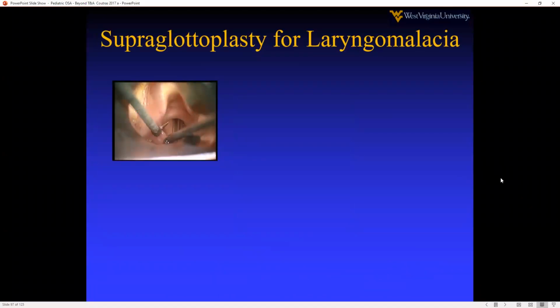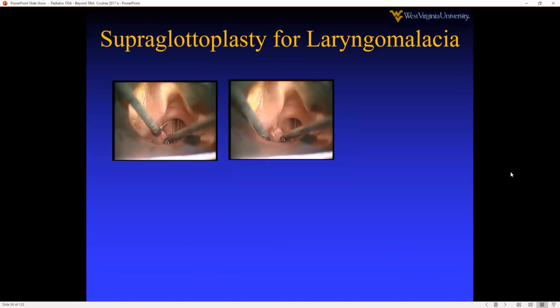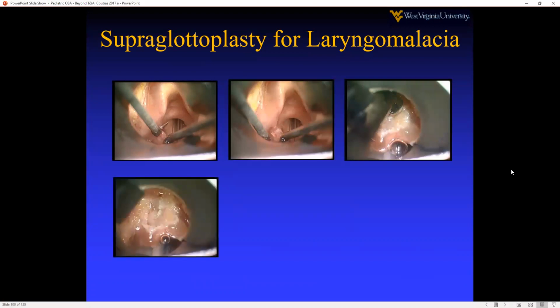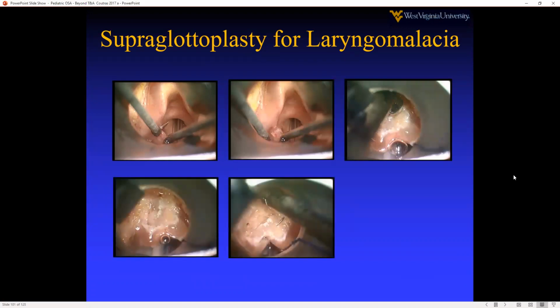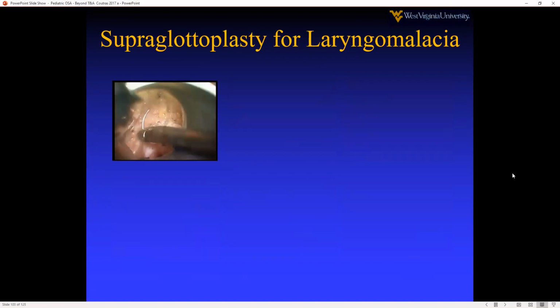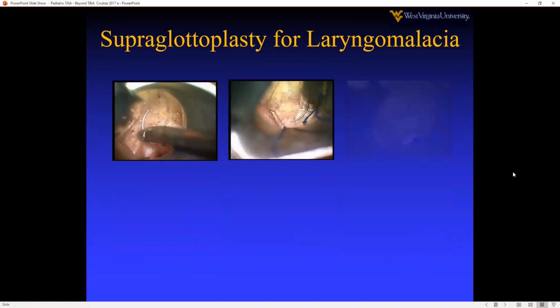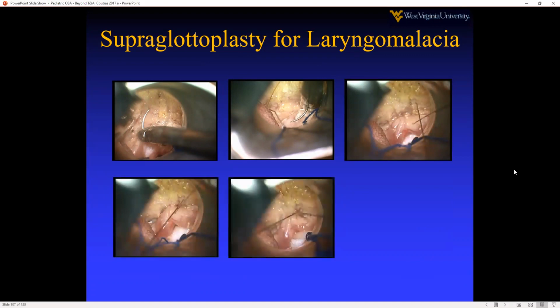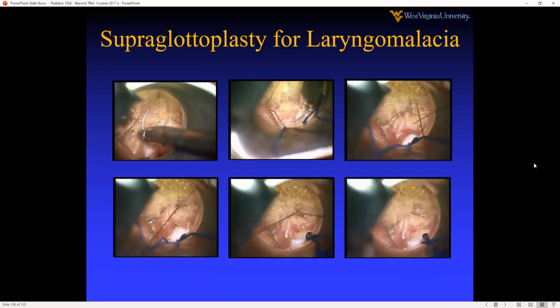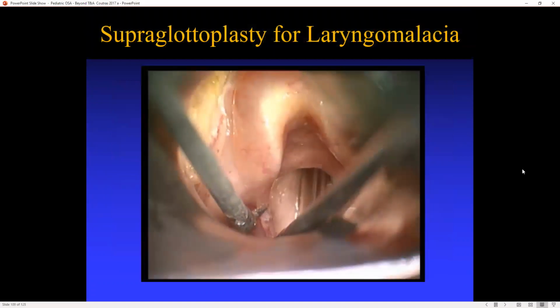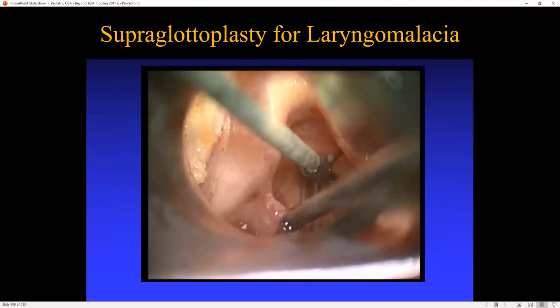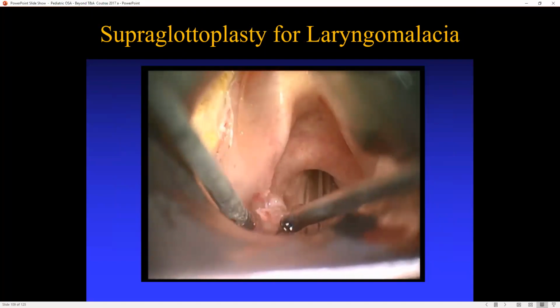Now, supraglottoplasty, this is incising the AE folds, and then taking down some of the excess mucosa. I'll show you the video here in a minute, suturing the epiglottis to the tongue base. All done through a laryngoscope for the most part, tying the suture, knot, and then the epiglottis is tacked up. So this is about a minute or a minute and a half video.